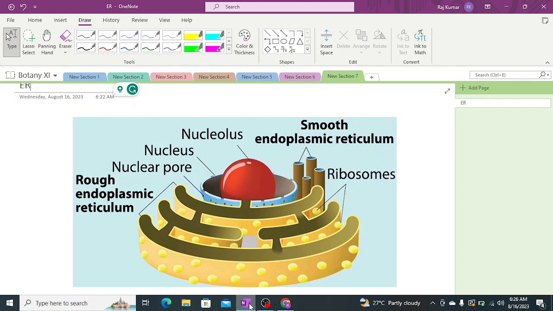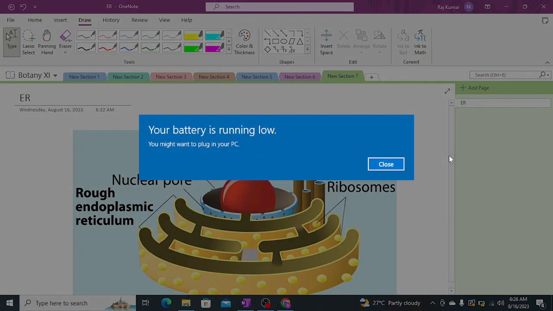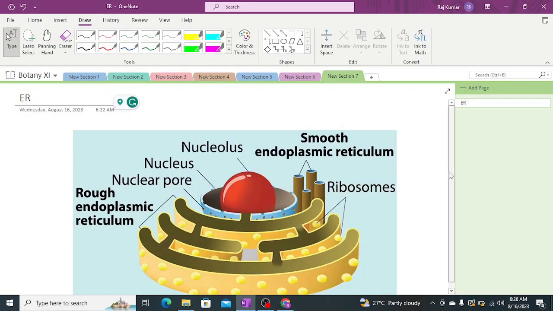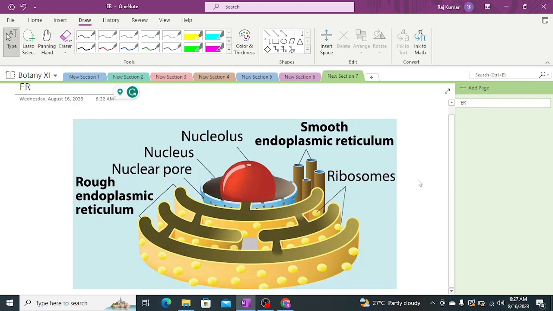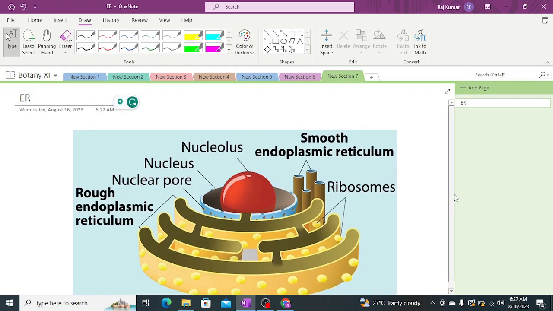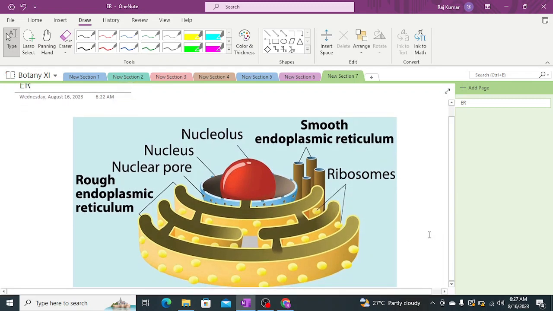As it has the structure of reticula, we consider it an organelle present inside the cell, in the cytoplasm, where it forms a network. It is a network of lipoprotein bilayer, which forms the structure of the endoplasmic reticulum. It is part of the endomembrane system, which consists of four major organelles of the cell: endoplasmic reticulum, Golgi body, lysosome, and vacuole.